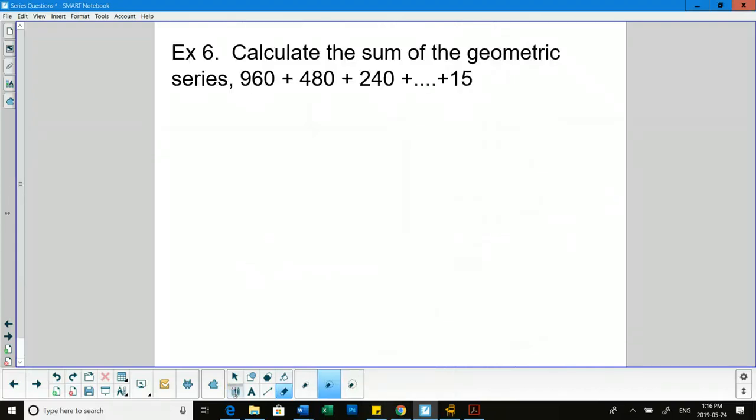We are going to calculate the sum of this geometric series. The problem is that I don't know how many terms are in here to find the sum. So, suggestions for how we can do this question? What should we do? Why don't we start by writing down a equals 960. Bonnie? D is half. R, you mean? Yeah, R is half, that's right.